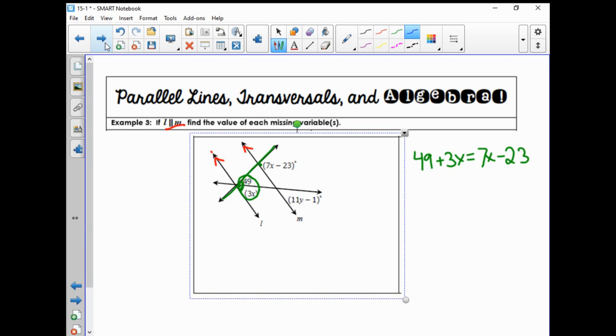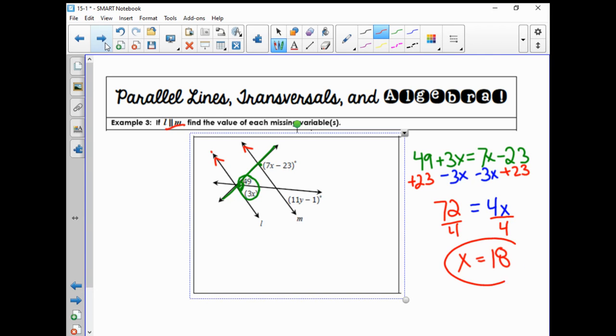Let's go ahead and get our x's on the same side. I'm going to subtract 3x from both sides. So I've got a 4x over here. Let's add 23 to both sides. And so I have a 72 over here. Divide by 4, and 72 divided by 4, x is equal to 18. Okay, x is equal to 18.